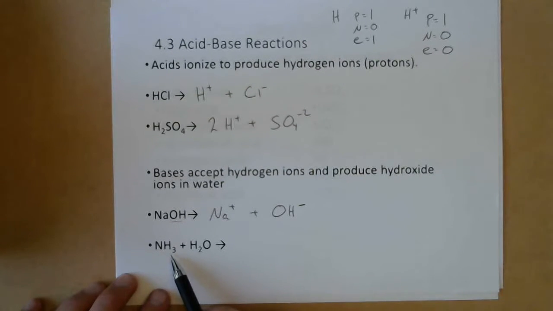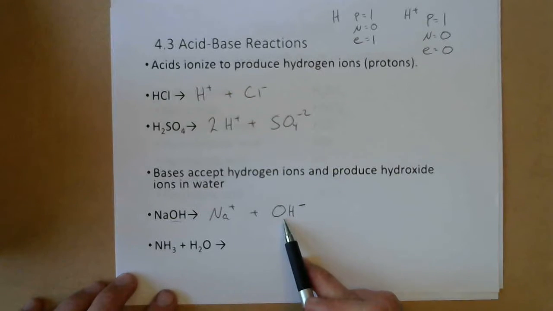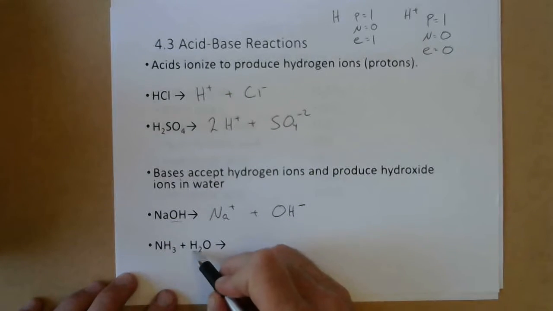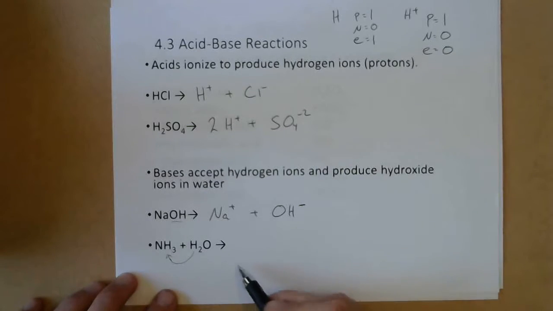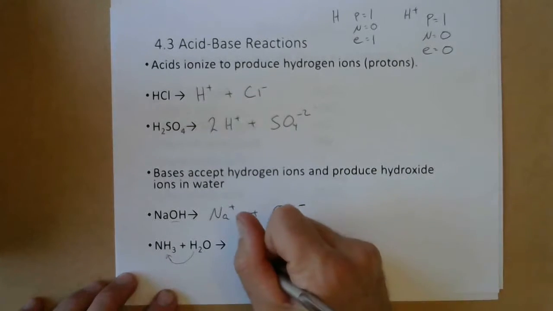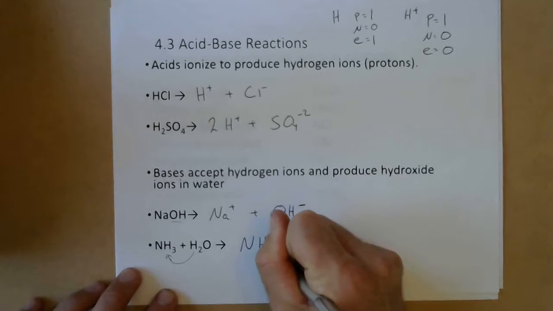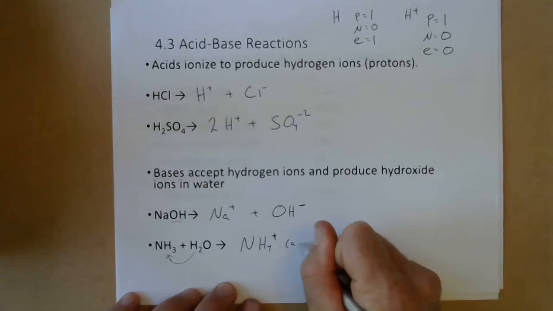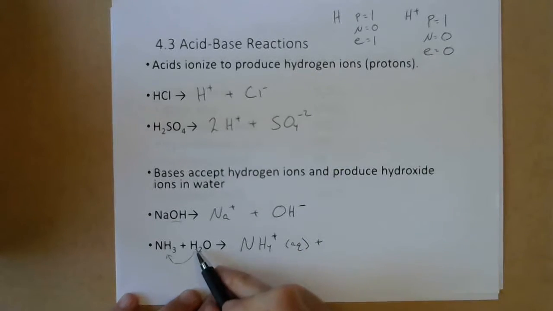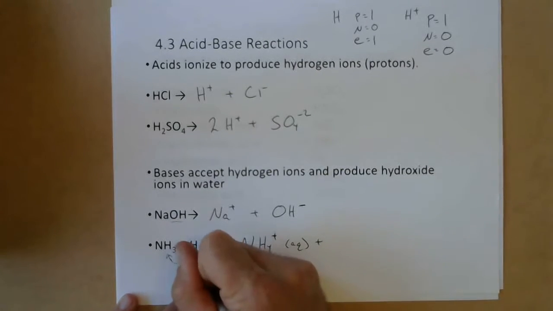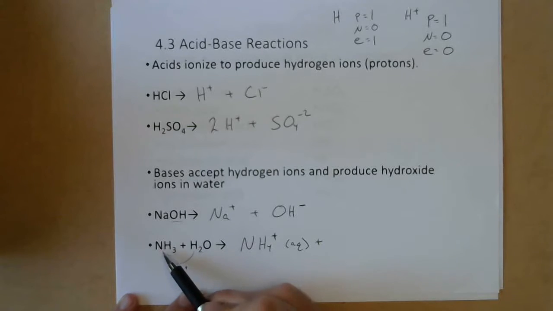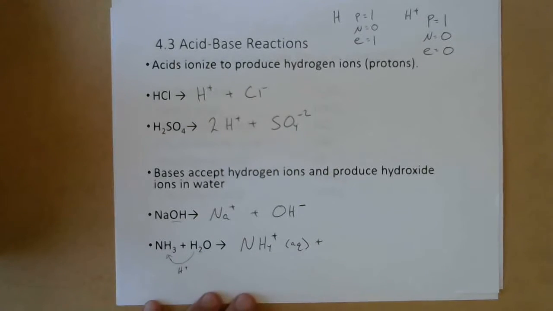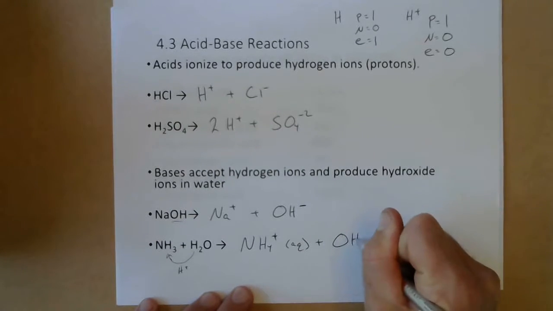NH3, ammonia, is also a base. It works in a little bit different way. The way this increases the hydroxide concentration is by taking a hydrogen away from the water. So when ammonia is put into water, it forms the ammonium ion, NH4 with a +1 charge, and those will be aqueous. When water loses 1 hydrogen, 1 proton, so that's a proton being transferred from the water to the ammonia to form ammonium, then what's left is hydroxide.